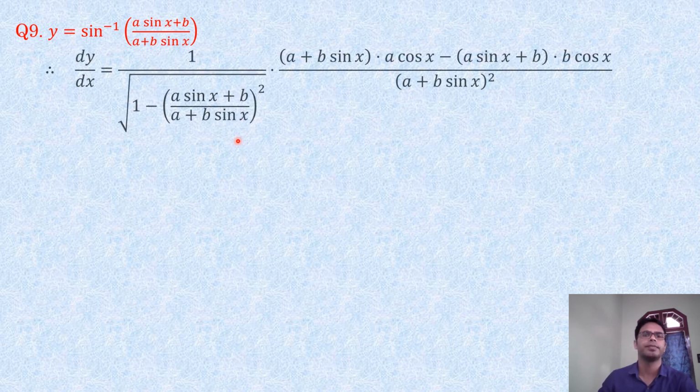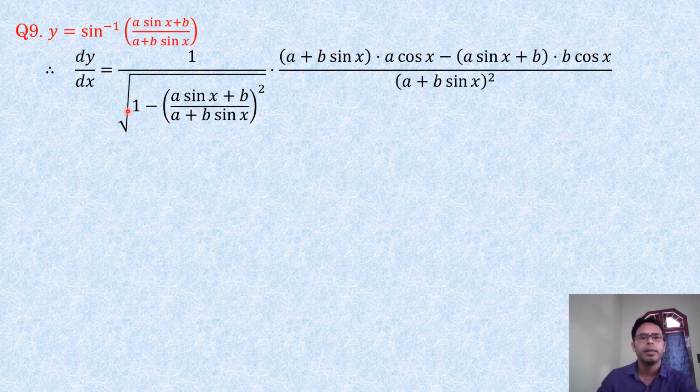Use the direct method. dy/dx is equal to 1 by root of 1 minus, consider this is x, so whole term square, into d/dx of this part, that is denominator square, denominator into d/dx of numerator, a remaining same, and cos x, sin x derivative is cos x, b is a constant so 0, minus numerator, a sin x plus b, into derivative of this denominator, a is 0 and b remaining same, sin x derivative is cos x, b cos x.